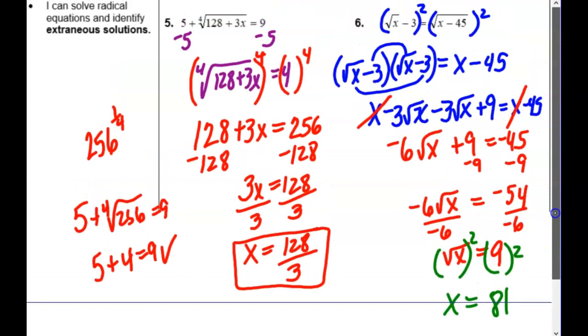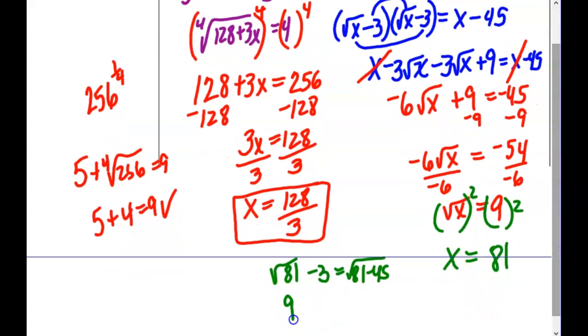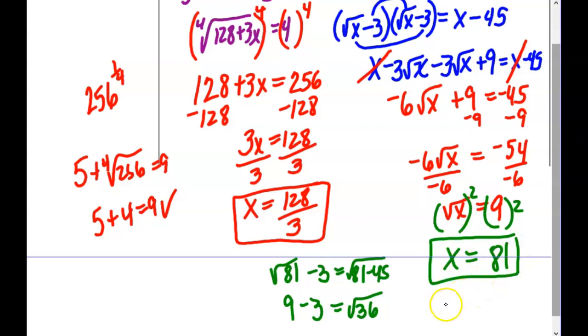If I go back to the top, I'd have the square root of 81 minus 3 equals the square root of 81 minus 45. That would be 9 minus 3 equals the square root of 36, I think. Does that seem okay? That one works, right? But check on the quiz. It could be extraneous, which means it does not check. Any questions?